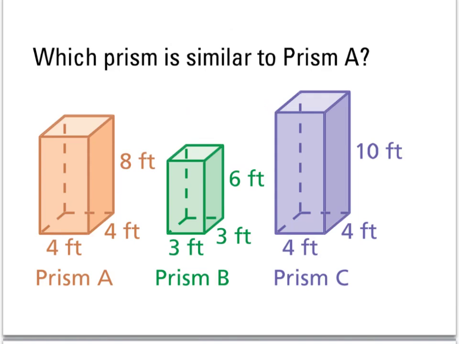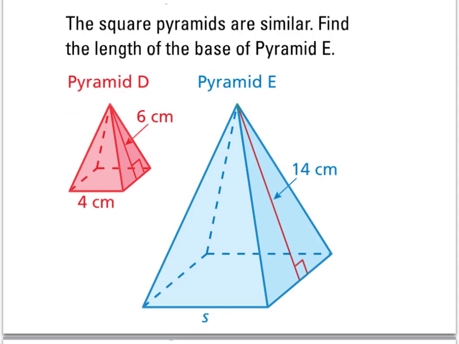Alright, a couple practice problems for you here. First one here, which prism is similar to prism A? Obviously, this is prism A. I'd like you to figure out if B or C is similar to it, and obviously be able to explain which one it is. Another practice problem. This one, the pyramids are similar. I want you to find the length of this side right here. So set up a proportion between the two pyramids.